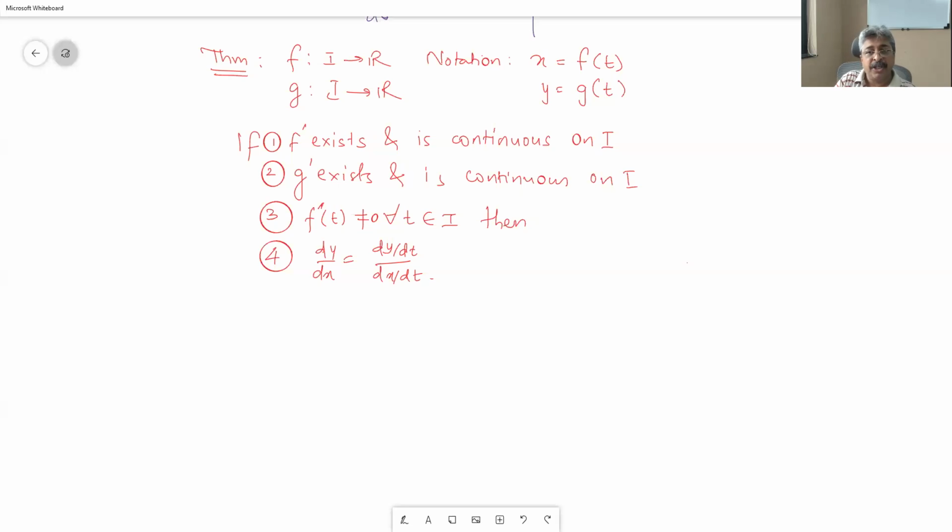Okay, let us see what we can do. f dash exists and it's continuous. g dash exists and it's continuous. The meaning of these two statements is that basically f dash and g dash exist and are continuous. That means f and g are either strictly increasing or strictly decreasing functions in the desired domain. Okay, so let me just make the skeleton of the proof ready and we will discuss this.